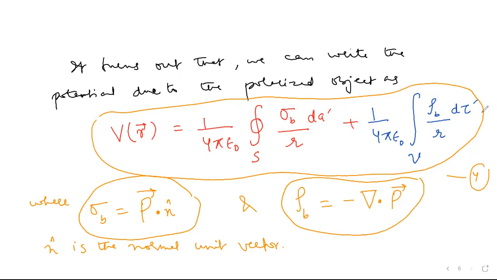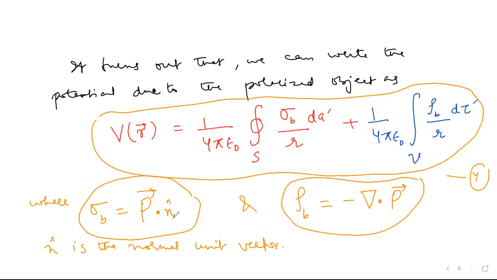Primed coordinates locate the charge distribution. You know that. 1 by 4 pi epsilon naught, surface integral. The surface is closed. That is why there's a circle on the integral, right? So the conclusion is that the potential, and hence also the field, of a polarized object is the same as that produced by a volume charge density rho B equal to minus divergence of polarization, plus a surface charge density sigma B equal to polarization dot n cap.